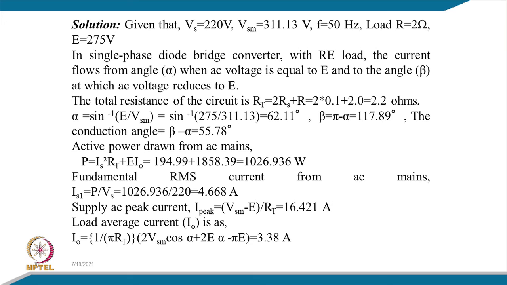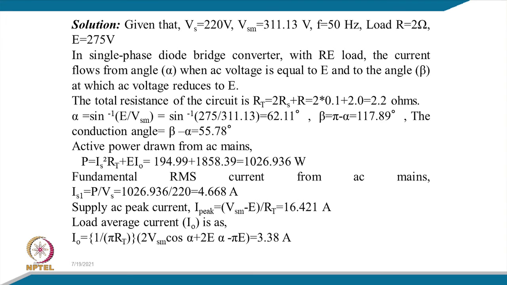So, we can find out the total resistance of the circuit, 2 Rs plus R, that is 2 into 0.1 plus 2, that is 2.2 ohm. The alpha angle can be found from the relation Vsm sin omega t equal to E. From this relation you can find alpha, which becomes sin inverse of E upon Vsm, and that comes around 62.11 degree. Similarly, beta can be found as pi minus alpha because of the symmetry, so it comes 117.89 degree.